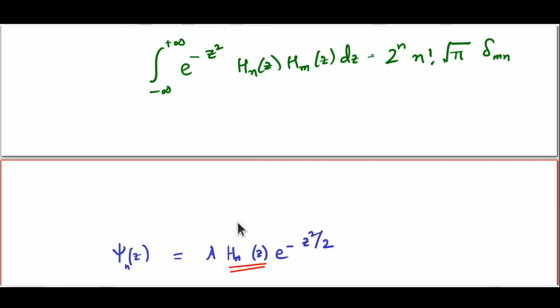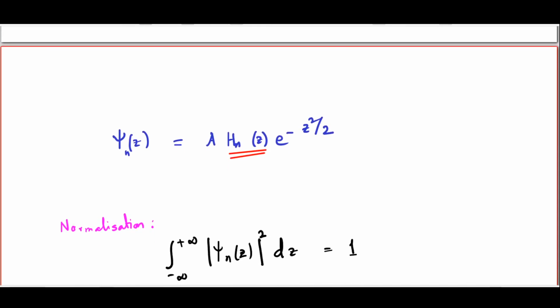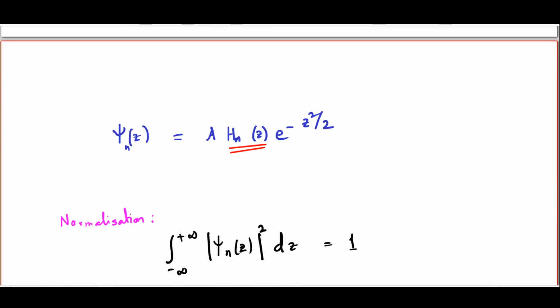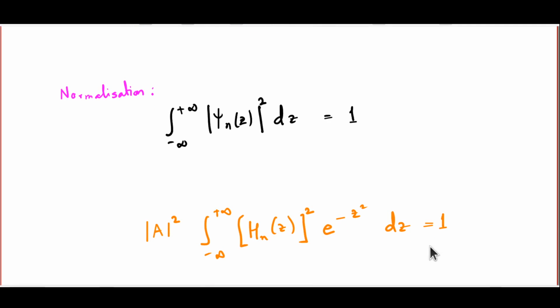Let us first try to figure out what this normalization constant is going to be. Of course, for this, what we need to do is impose the normalization condition, which is, if you were to take the mod square of psi n z and integrate from minus infinity to plus infinity, you are going to get 1. Now, since in this expression, apart from A, everything else is guaranteed to be real, all we need to do is simply square this and integrate, and you end up with A mod square times this integral equals 1.